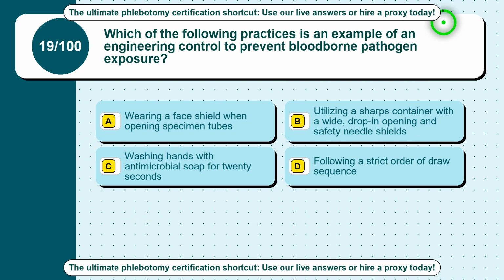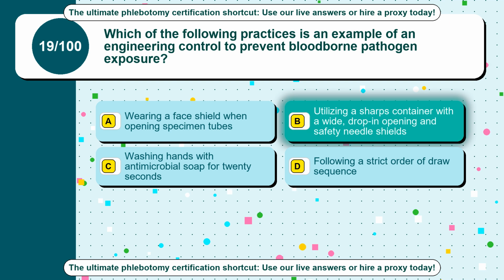Question 19. Which of the following practices is an example of an engineering control to prevent blood-borne pathogen exposure? Option A. Wearing a face shield when opening specimen tubes. Option B. Utilizing a sharps container with a wide, drop-in opening and safety needle shields. Option C. Washing hands with antimicrobial soap for 20 seconds. Option D. Following a strict order of draw sequence. The correct answer is option B.